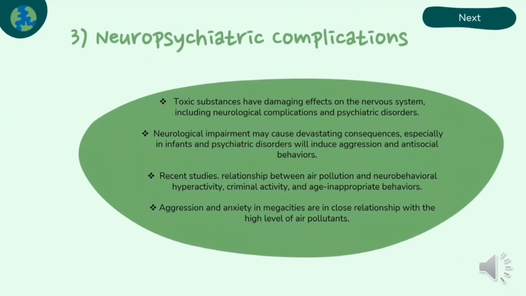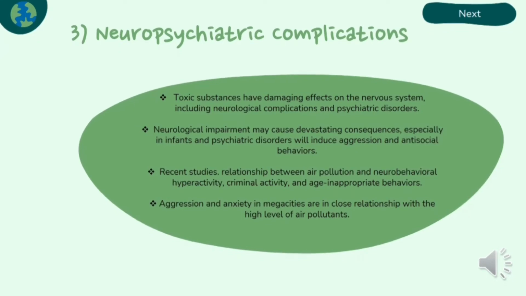Third, neuropsychiatric complications, where toxic substances have a damaging effect on the nervous system, including neurological complications and psychiatric disorders. In recent studies, a relationship between air pollution and neurobehavioral hyperactivity, criminal activity, and age-inappropriate behavior has been found. Aggression and anxiety in megacities are also in a close relationship with high levels of air pollution.